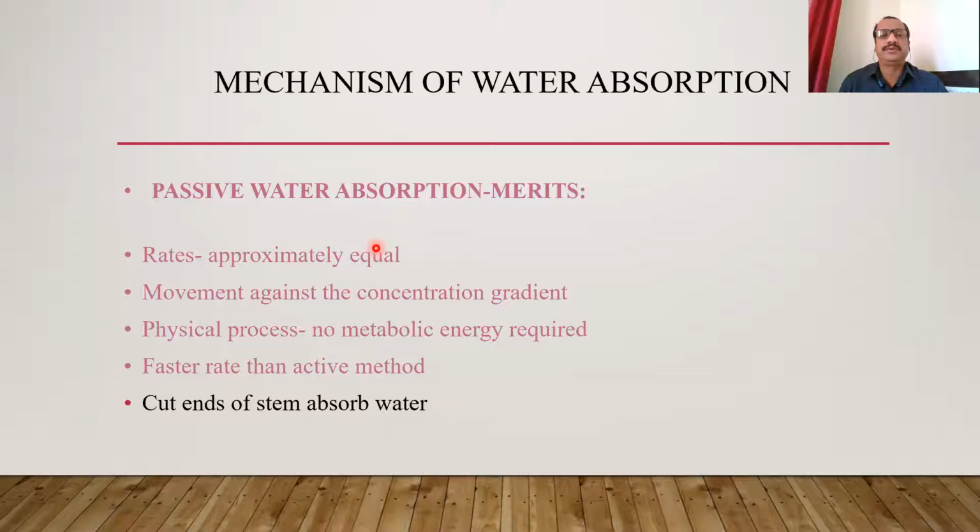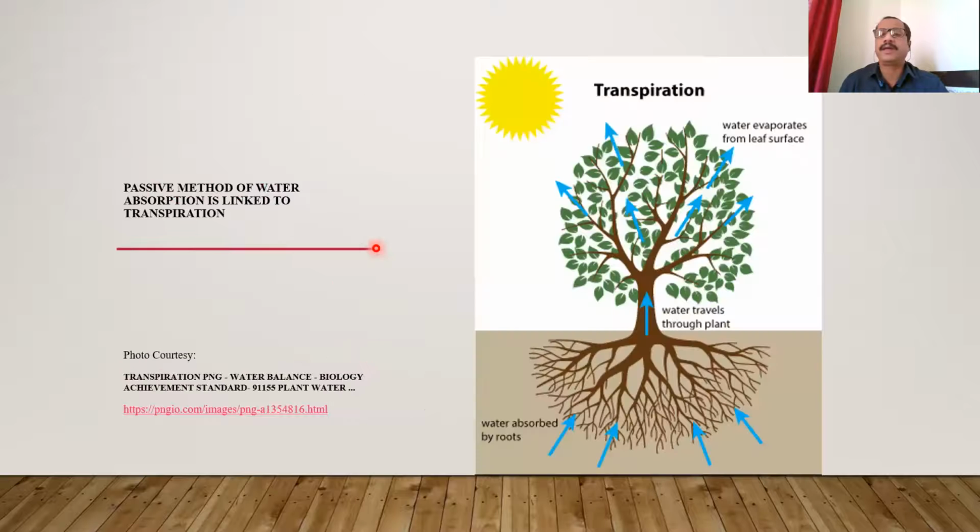You can see here in this figure, continuous transpiration, loss of water from the aerial parts, from the leaves of the plant body. Water evaporates from the leaf surface due to sunlight, and through this channel, the xylem or water channel, as water goes up, the entire water column is lifted, and in that process, water is continuously absorbed by the roots from the soil. And this method is called the passive method of water absorption.